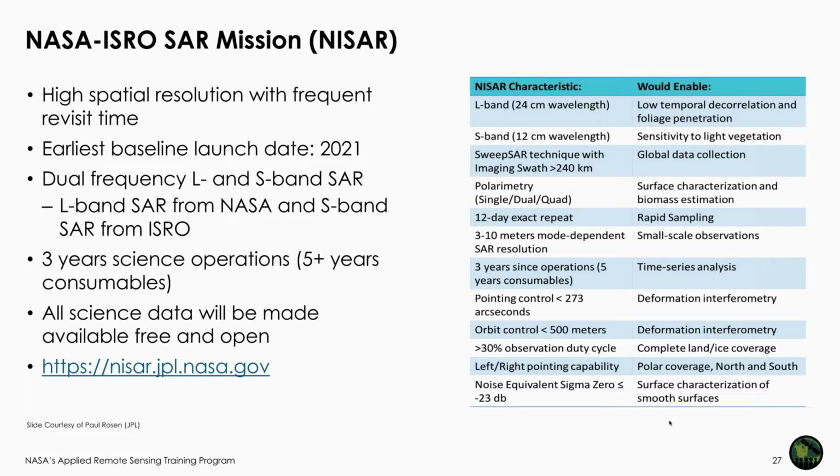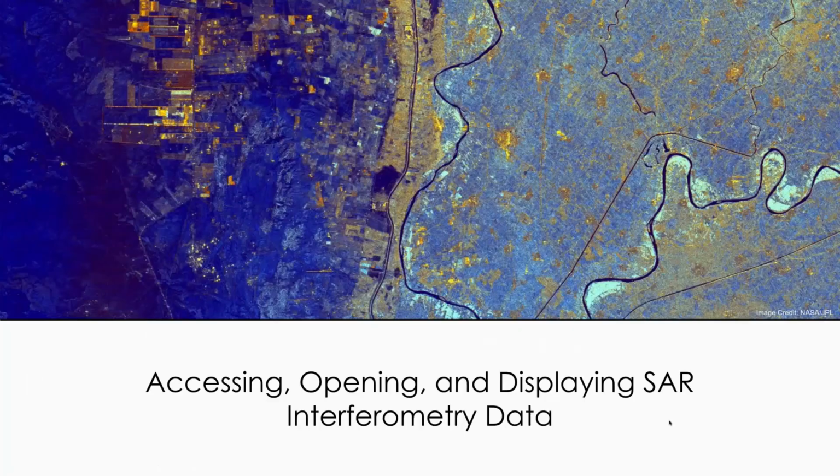At present, that's mostly going to be acquired over the Indian subcontinent. It may be acquired in other parts of the world. The L-band data will be acquired over the entire Earth every 12 days. And it's going to be operated to be fully interferometric all the time by controlling the orbit. And all the data will be free and open as the standard NASA policy.